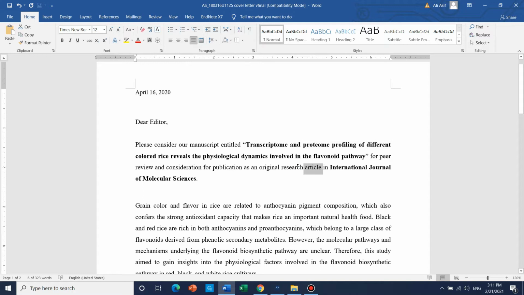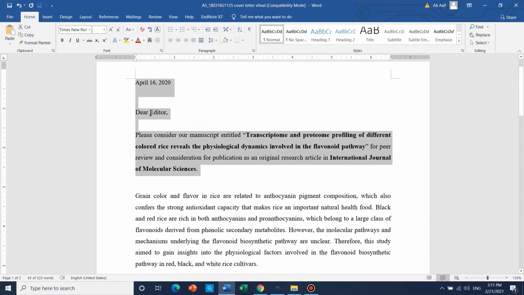Here you need to mention whether it is an article, a review, or a short communication. And here you need to write the name of the journal to which you are going to submit. So this was the first part.